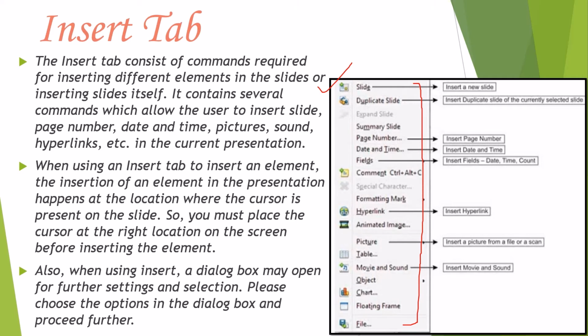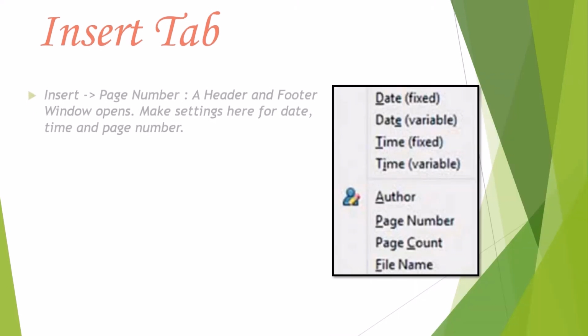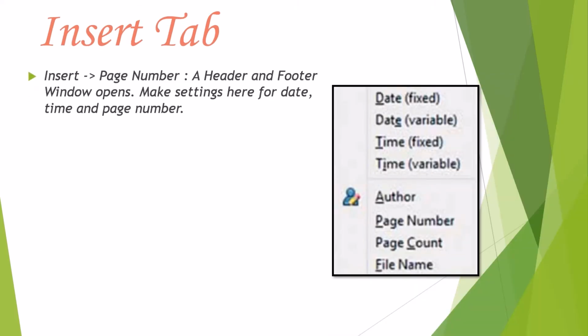Here is how to insert the page number. First of all, you have to go to the Insert tab, then you have to select Page Number. A Header and Footer window opens. As we have shown previously, that window will open. You have to make settings for the date, time and page number.